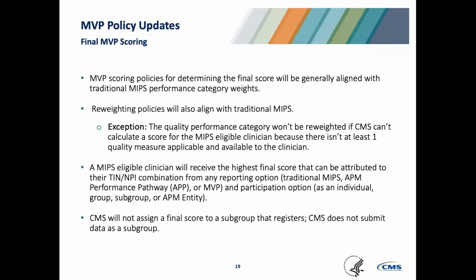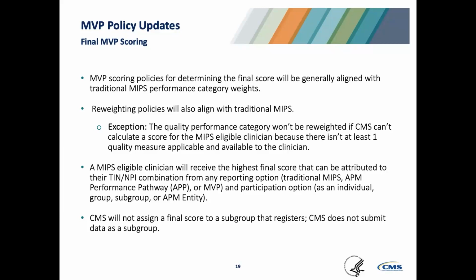Determining the final score for MVPs will generally be aligned with traditional MIPS performance category weights. The reweight policies for MVPs also align with traditional MIPS. However, there is an exception. The quality performance category will not be reweighted if CMS cannot calculate a score for the MIPS eligible clinicians because there isn't at least one quality measure applicable and available to the clinician.